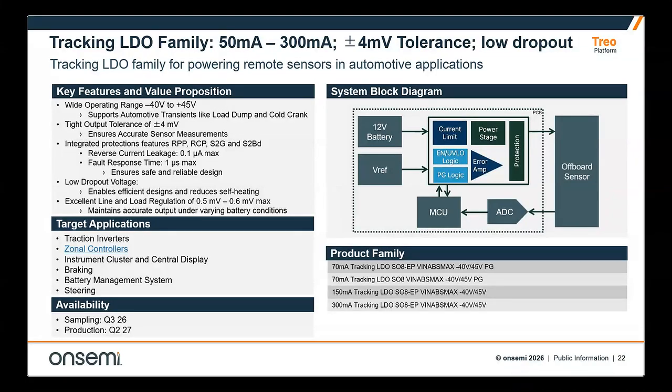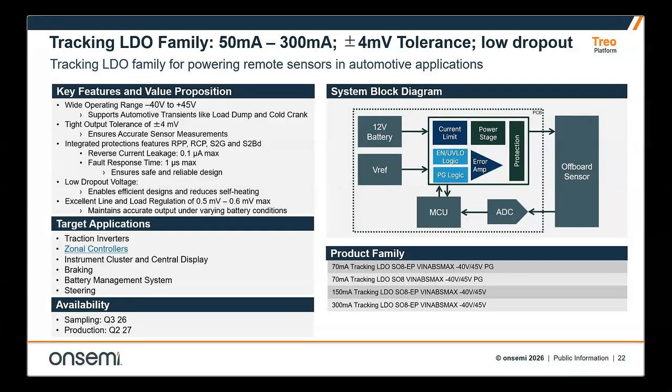What really sets them apart is the precision: a tight output tolerance of just plus or minus 40 millivolts, with very good linear load regulation around half a millivolt, so your sensor measurements stay accurate under varying battery conditions. They include integrated protection: reverse polarity, reverse current, short to ground, short to battery, and so on, with a reverse current leakage of just 0.1 microamps maximum and 1 microsecond maximum fault response time. This helps to have a very reliable and safe design.